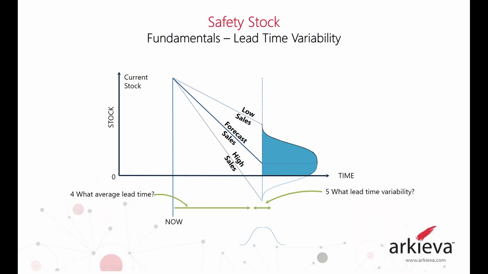Now, having looked at the demand variability, let us bring in the concept of lead time or the supply variability. So now in this graphic, everything is the same, except at the bottom here, we are saying what is the average lead time expected and what is the variability around it. Again, I put a normal curve down here to show the variability of the lead time.